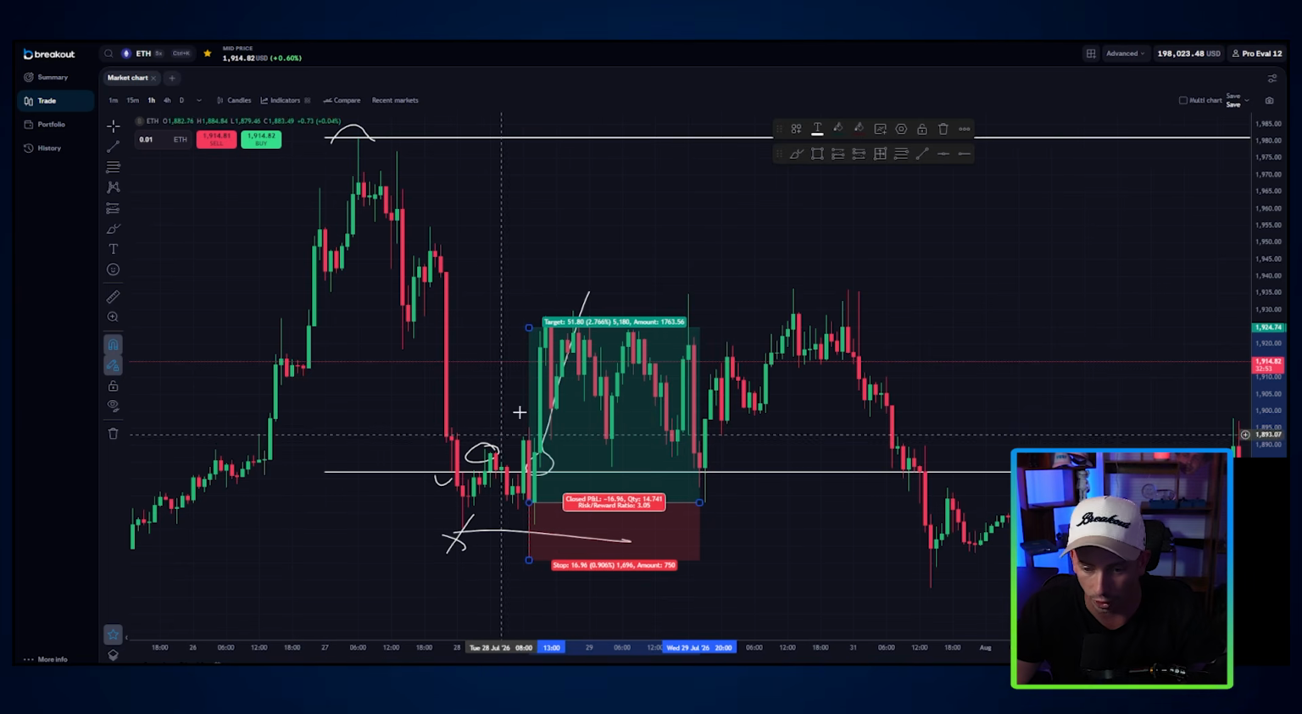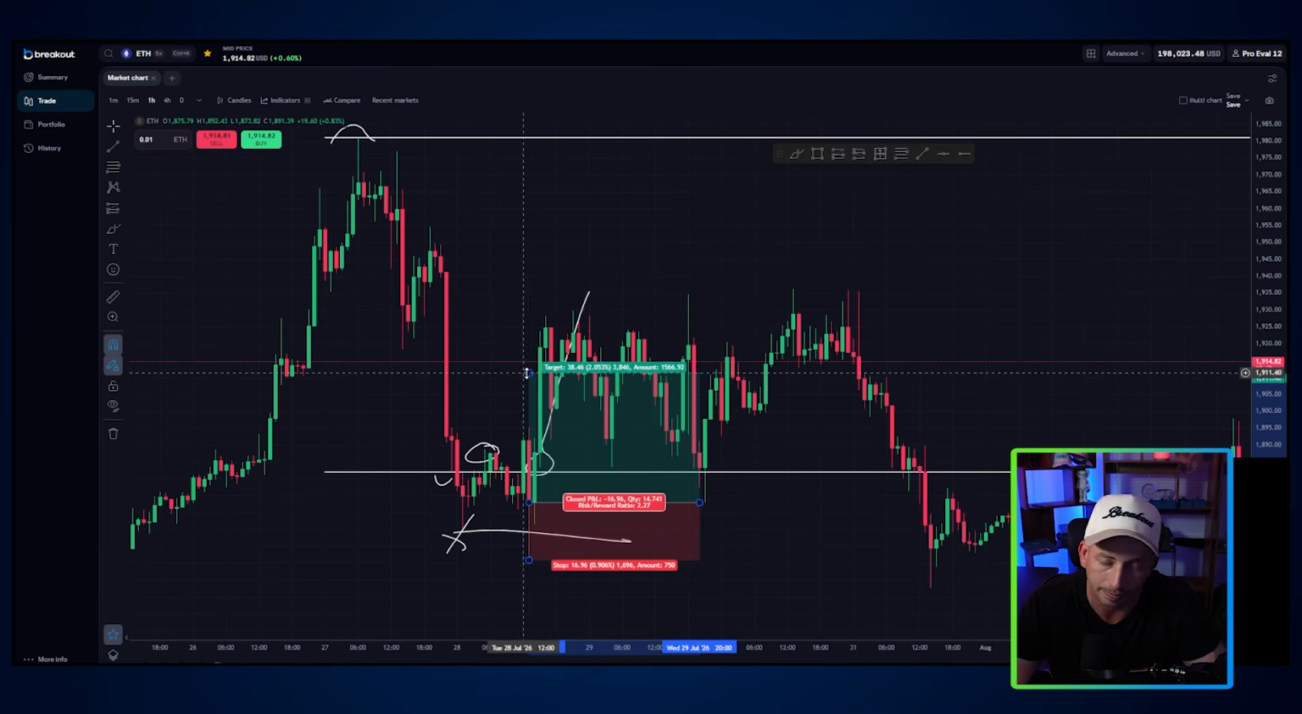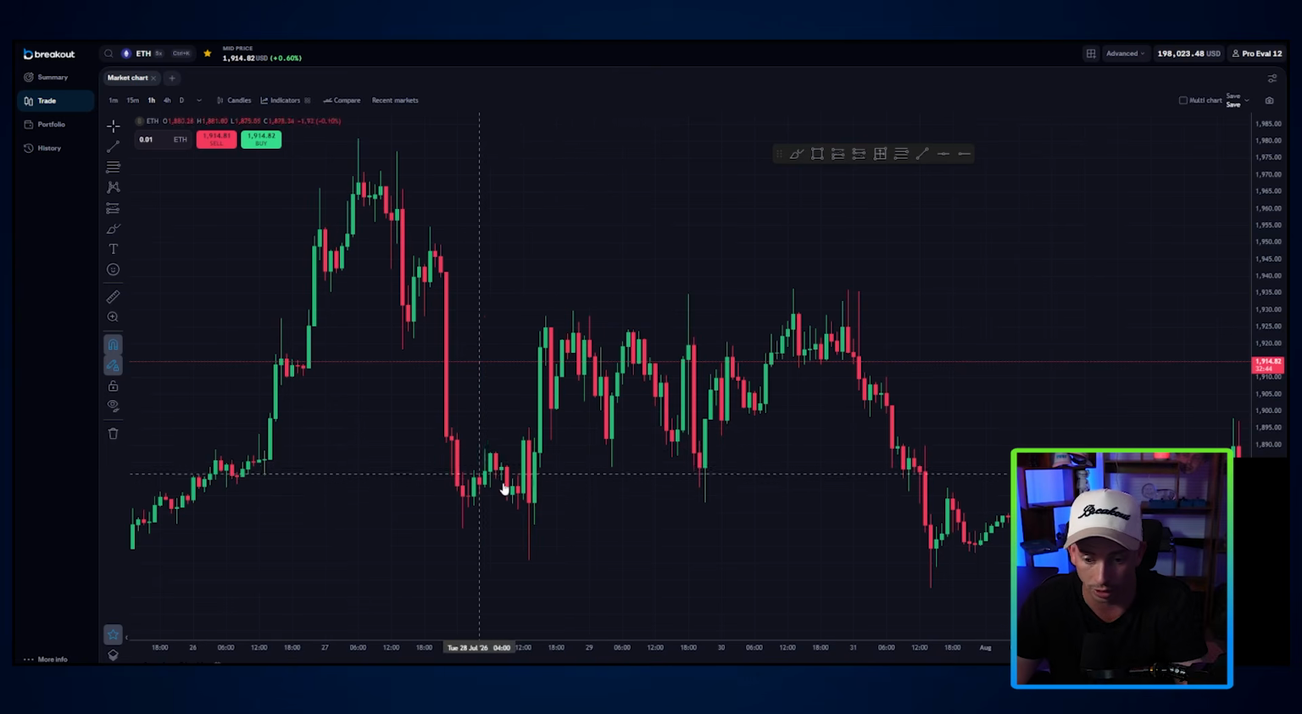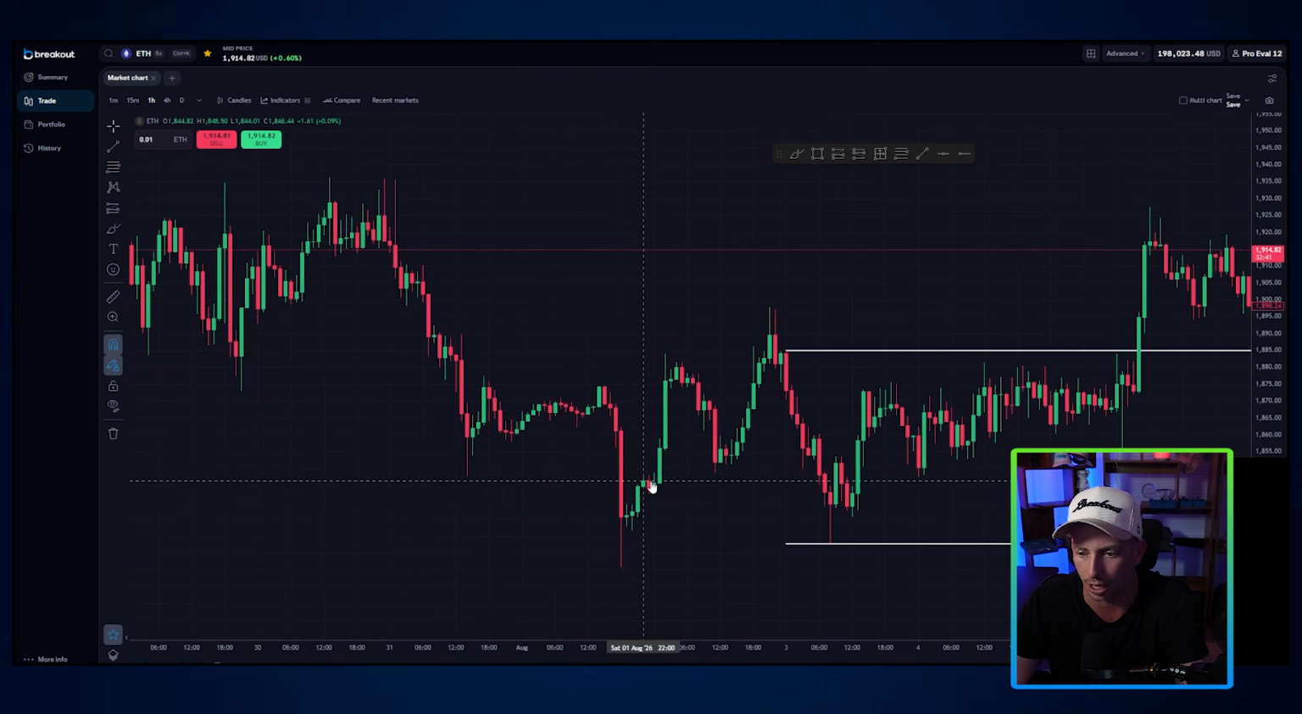And if you took the first one, well, the second one pays you 3 to 1R or even 2R. It's a bit of a wash. It's going to be up to you. But I don't want to cherry pick here. Let's assume you took the basic setup. You get stopped out there as well.